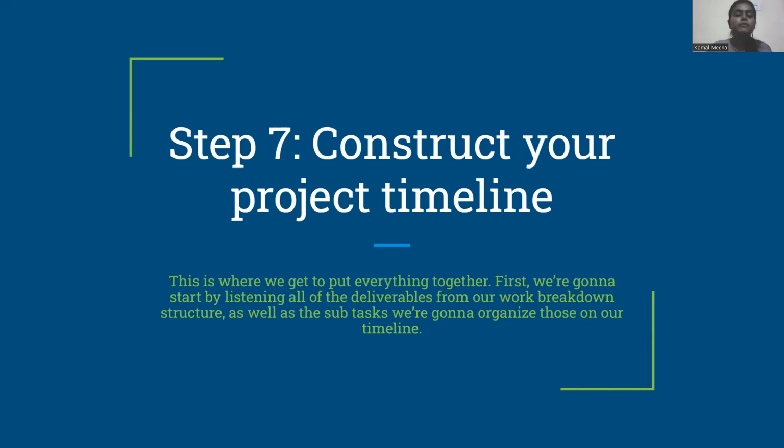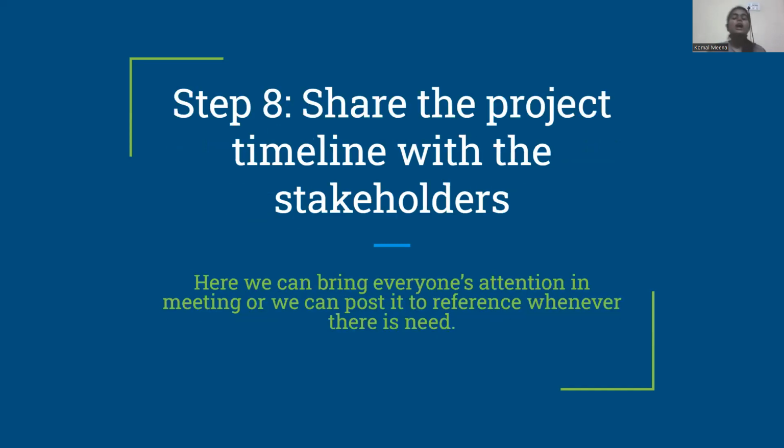In step seven, we will construct our project timeline. Okay, now we have gathered all the information. We have divided the tasks into subtasks also. We have assigned them deadlines and everything. We have also identified the dependencies and bottlenecks. So it's time to now construct the project timeline in the software. We will set all the tasks there and everything that we require. After creating the project timeline, we need to share it with the stakeholders or team members so that they have a clear idea what we are going to do and what we are going to get at last.